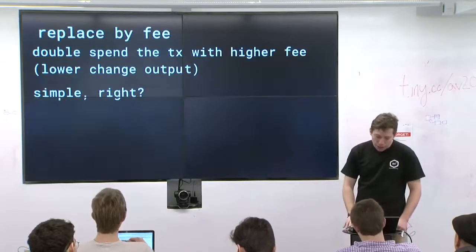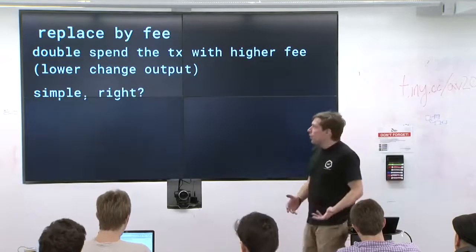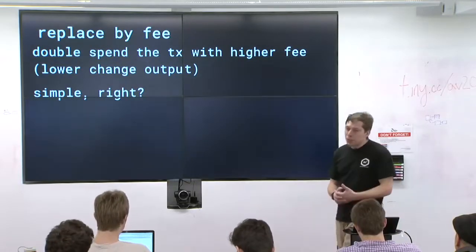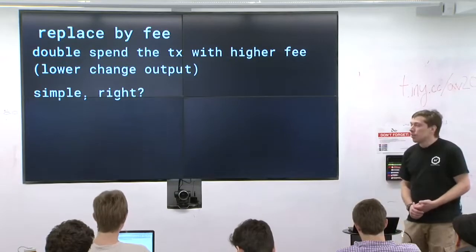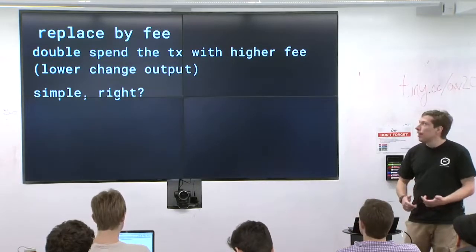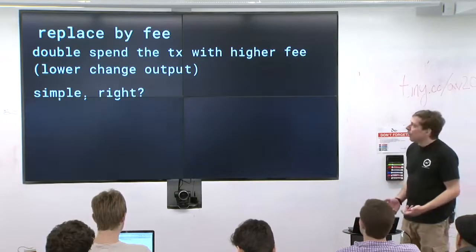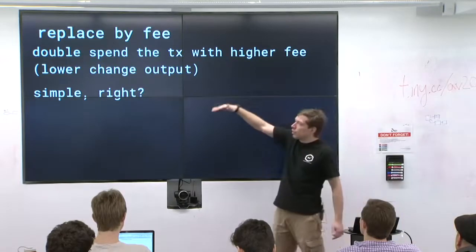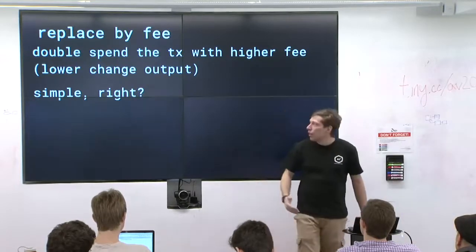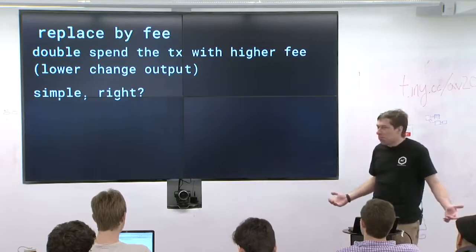Okay, so another way, which seems obvious, why don't I just double spend it? I made a transaction with a low fee. Why doesn't my wallet just say, look, I'm going to replace that transaction with one with a higher fee? And I just decrease the change output amount. That's simple, right?